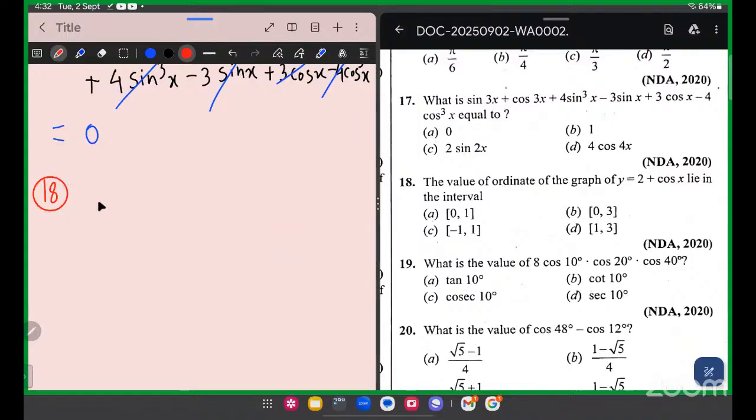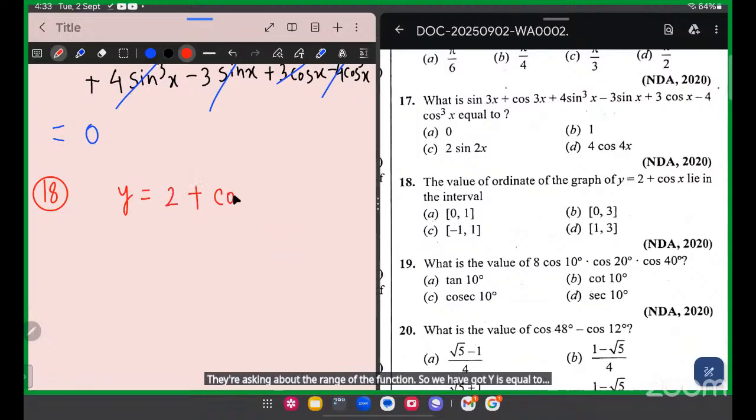The value of the ordinate of the graph of y is equal to, I mean, they're asking about the range of the function. So we have got y is equal to 2 plus cos x.